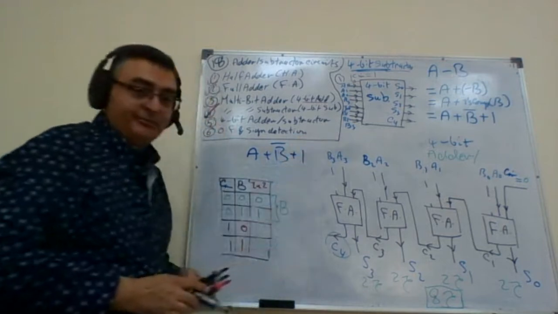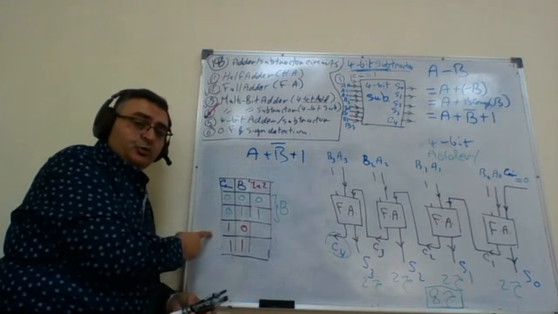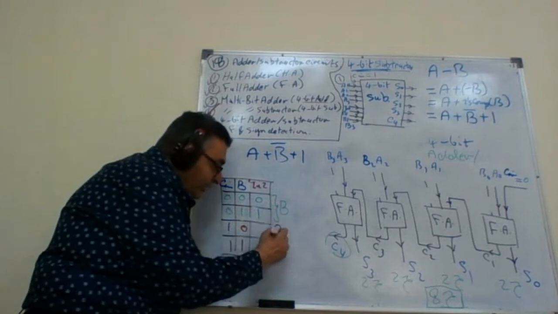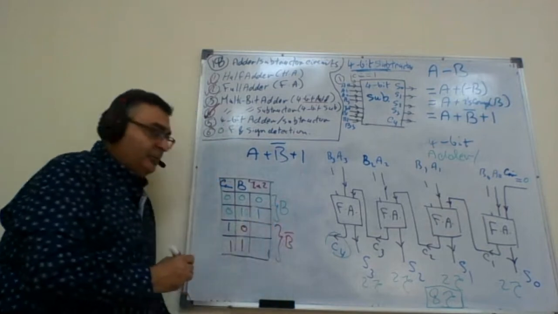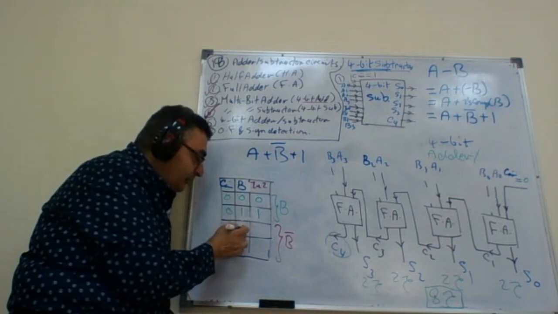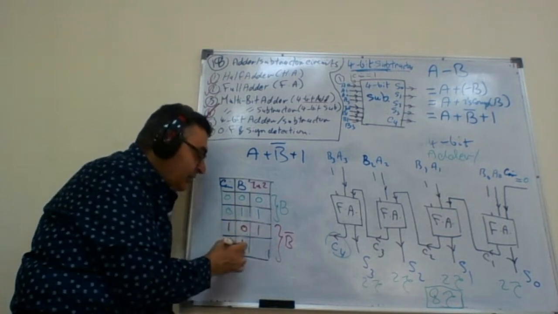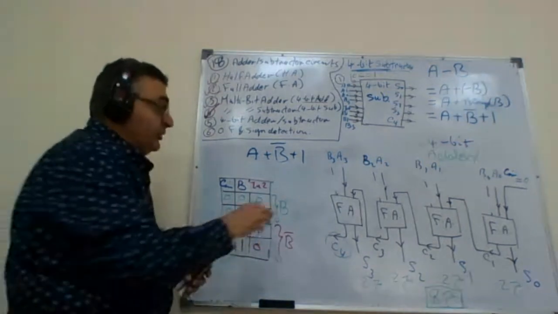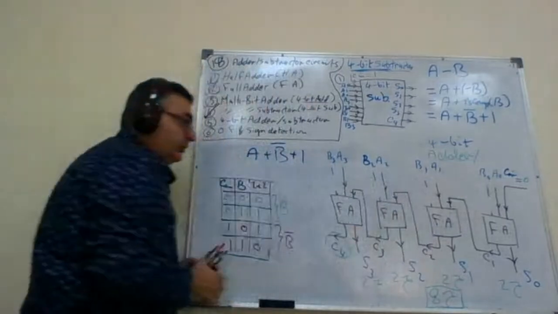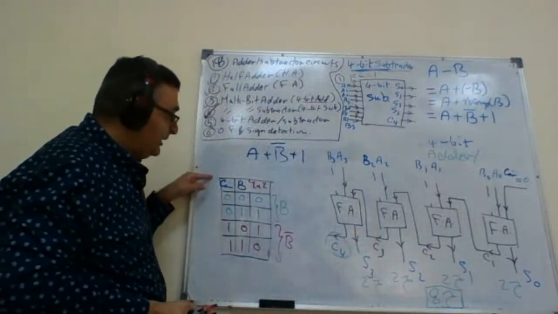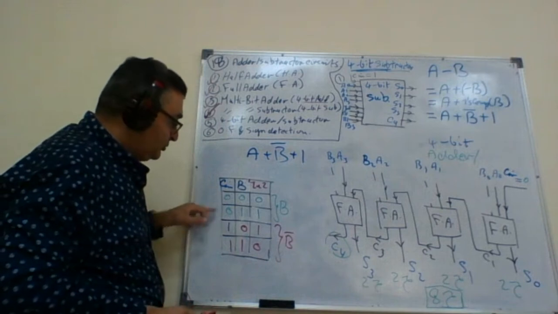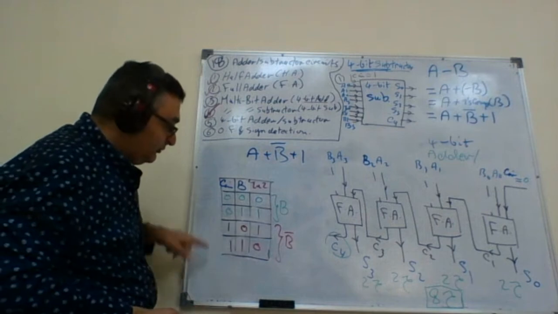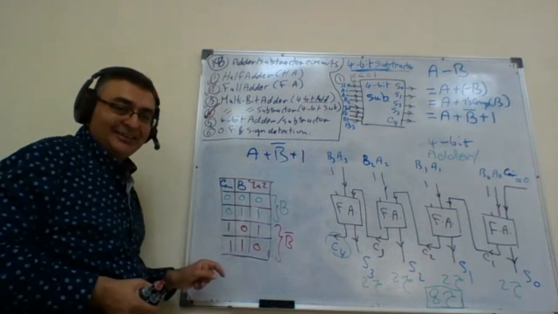And the circuit will be an adder. When Cin equals 1, I need to get B bar. I need a subtractor, so I'm looking for B bar. So if B is 0, it should give me 1. If B is 1, it should give me 0. So what is the circuit that I have to put here? It has two inputs, Cin and B. When Cin equals 0, it will give me B. When Cin equals 1, it will give me B bar. What kind of logic gate do I need to put here?